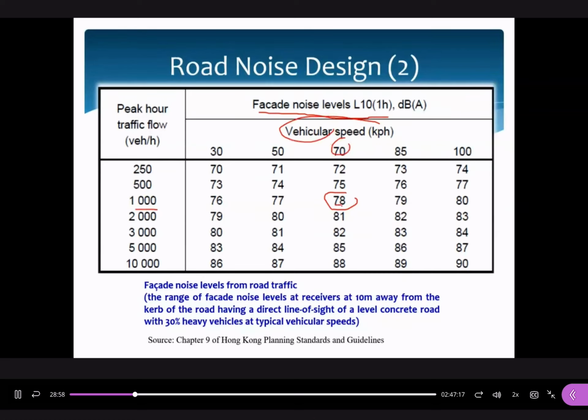But the guidelines tell us that the recommended maximum level is 70. How can we solve this problem? We may propose the use of noise barriers or other mitigation measures in such a way that the level can be reduced to within 70 dBA.